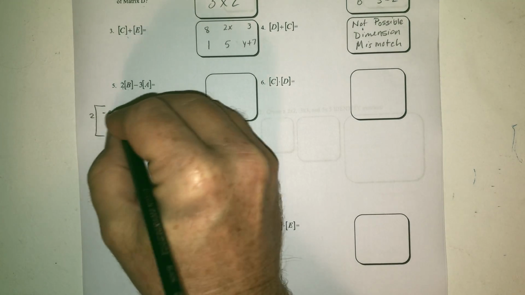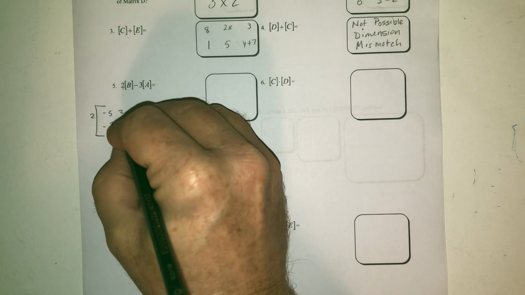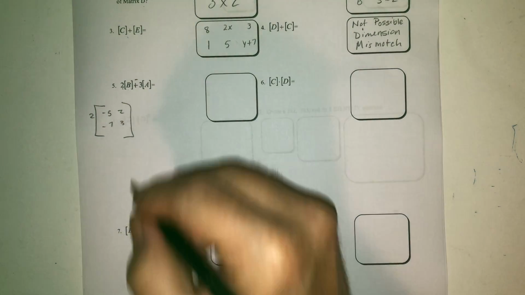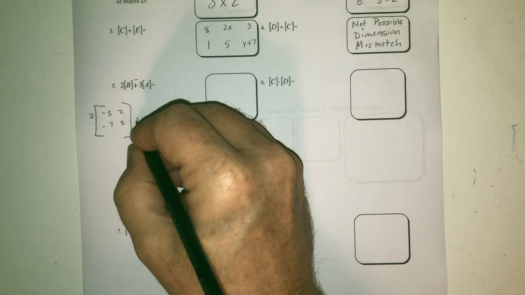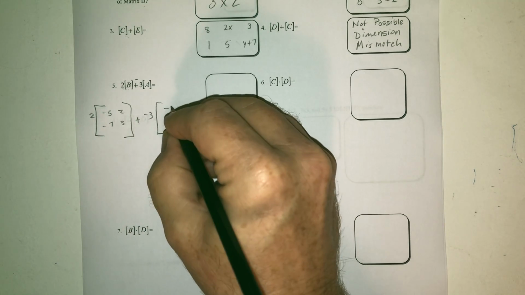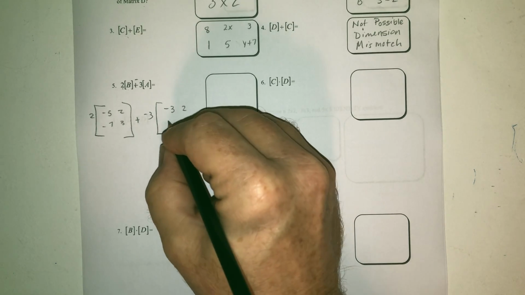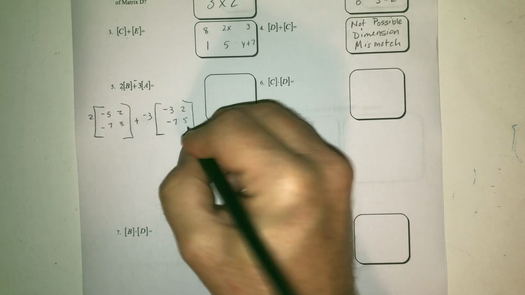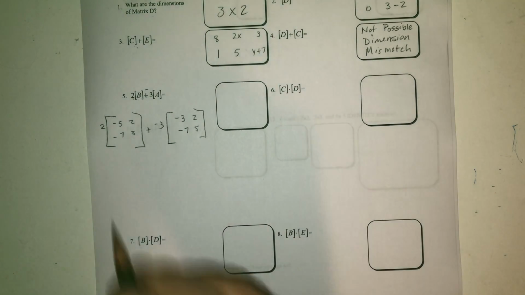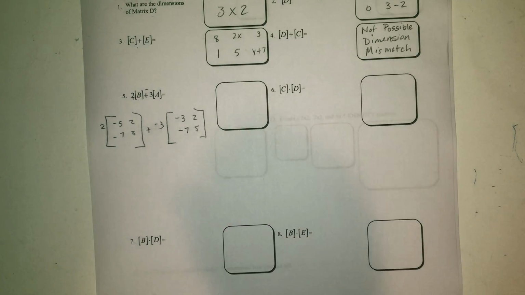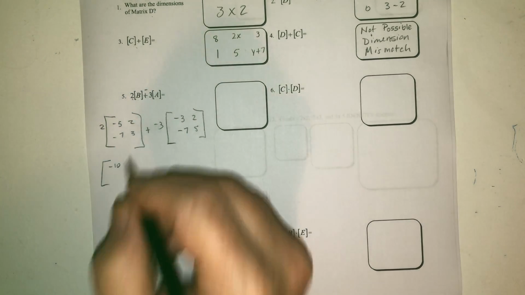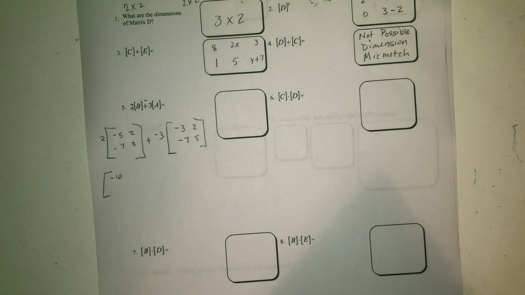2 times negative 5, 2, negative 7, 3. And you can do this if you want. That's what I would do, so that I'm adding. And then I'm going to do plus negative 3 times A, which is negative 3, 2, negative 7, 5. I'll do this work so you can see this. So when I multiply 2 by the matrix that's B, I would get negative 10 for row 1, column 1 entry. Excuse me.